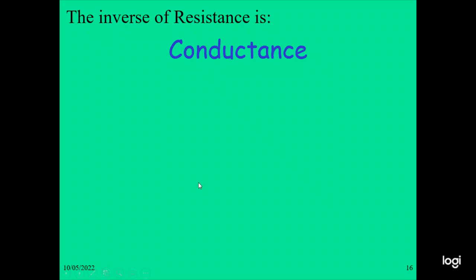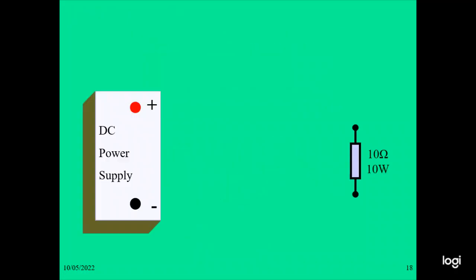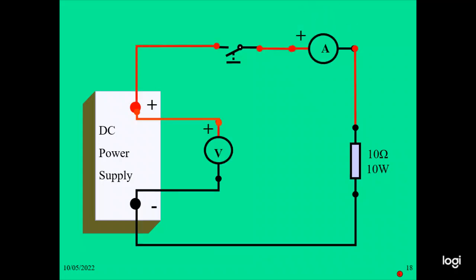Conductance: the electrical conductance is a measurement of the conductor's capability to conduct the electric current. G equals 1 by R, or G equals I by V. So this is the DC power supply, V connection, and this is a connection diagram.